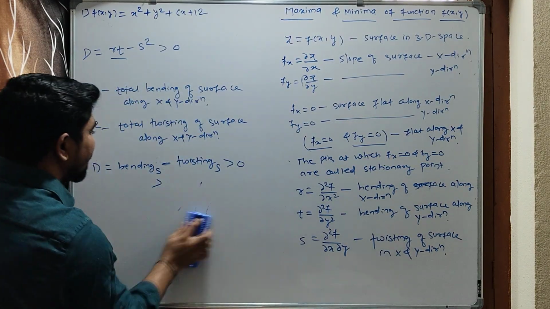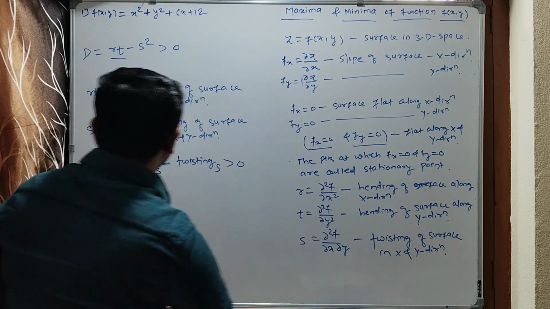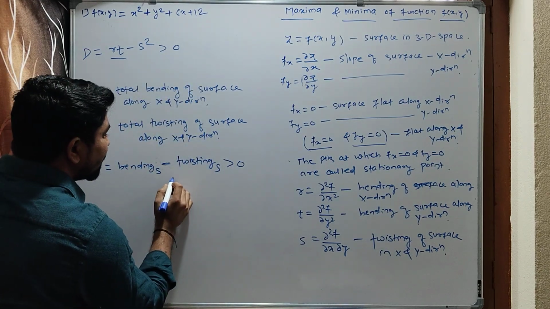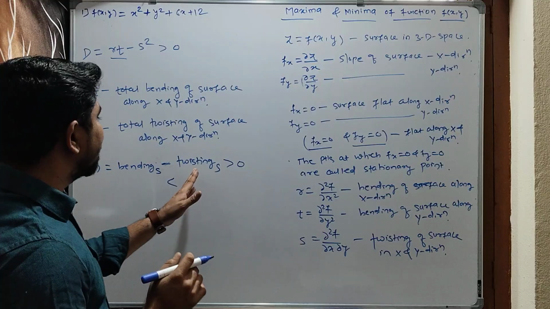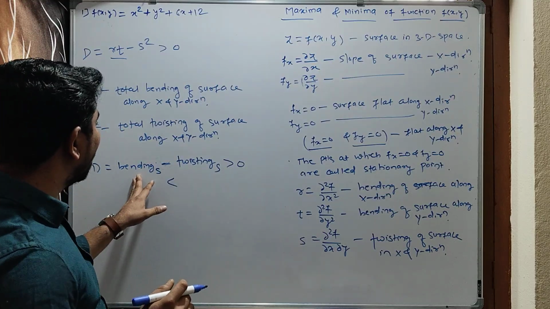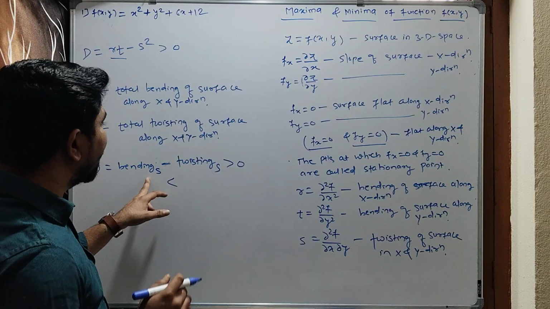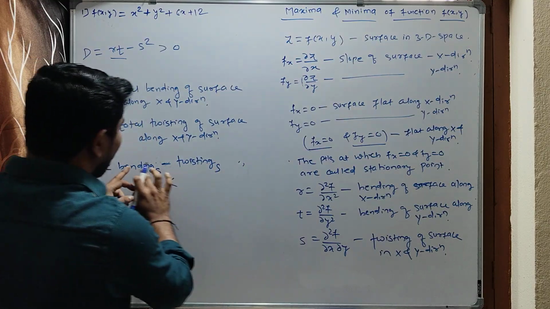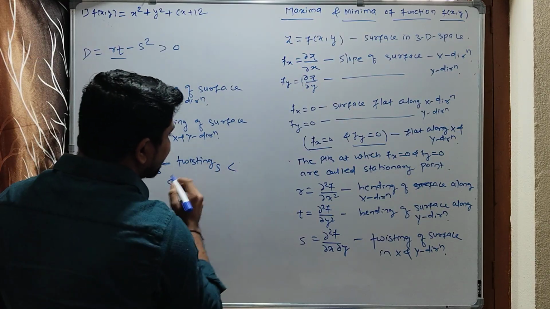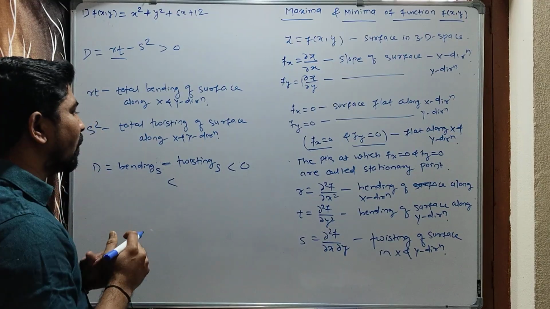The second case is that if bending is less than twisting, that is, twisting is greater than bending. What happens at this time, when twisting is greater than bending? The difference of these two quantities is less than 0.